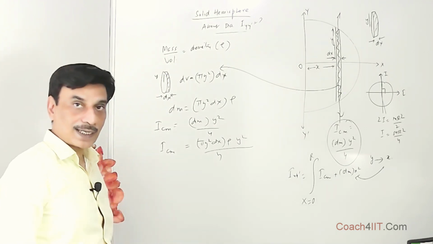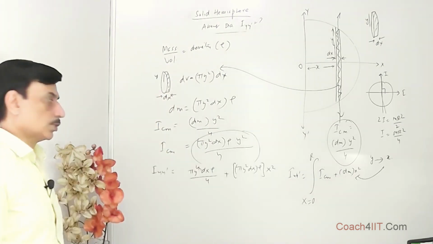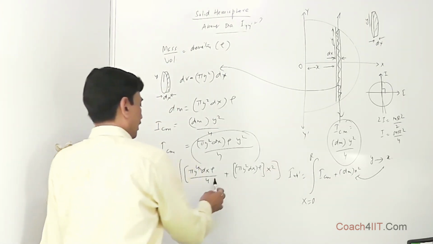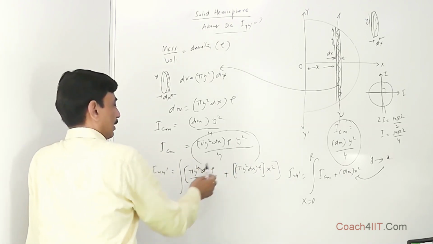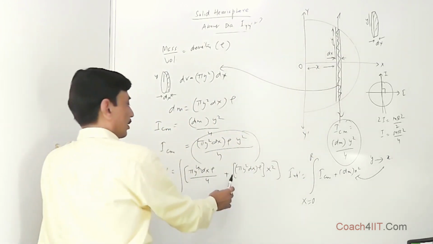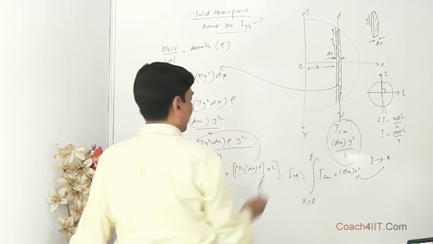Then we can use the parallel axis theorem, that is Iyy dash is equal to ICM plus dm into x square. So Iyy dash is the integral of this whole term: this is ICM, mr square by 4, which we have used over here, that is dm into r square by 4, ICM we have found over here, plus dm into x square, the parallel axis theorem.